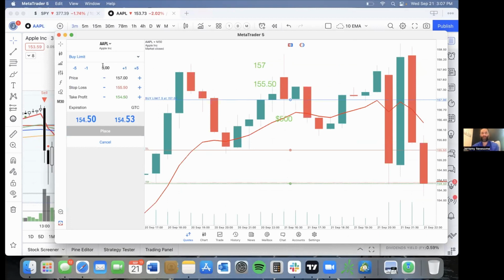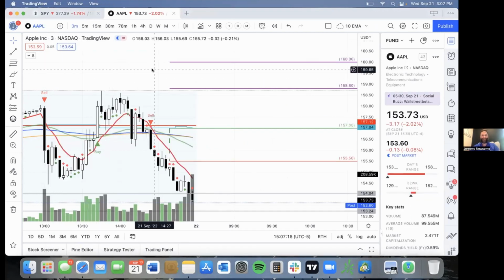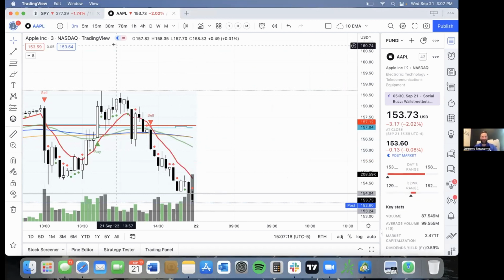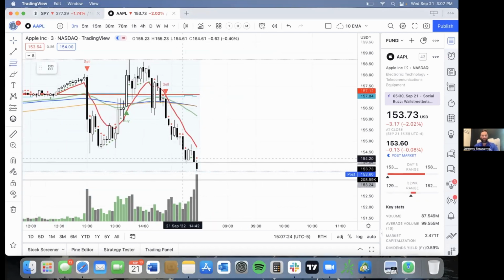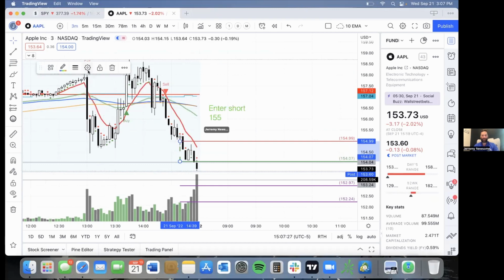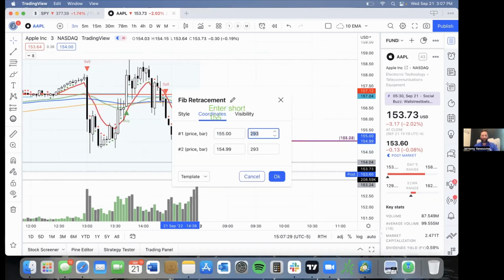All right, we'll do another one. Ready? Apple again. We'll leave Apple on the screen. All right, so we're gonna enter short at 155. Stop loss 157.60. $500 risk.